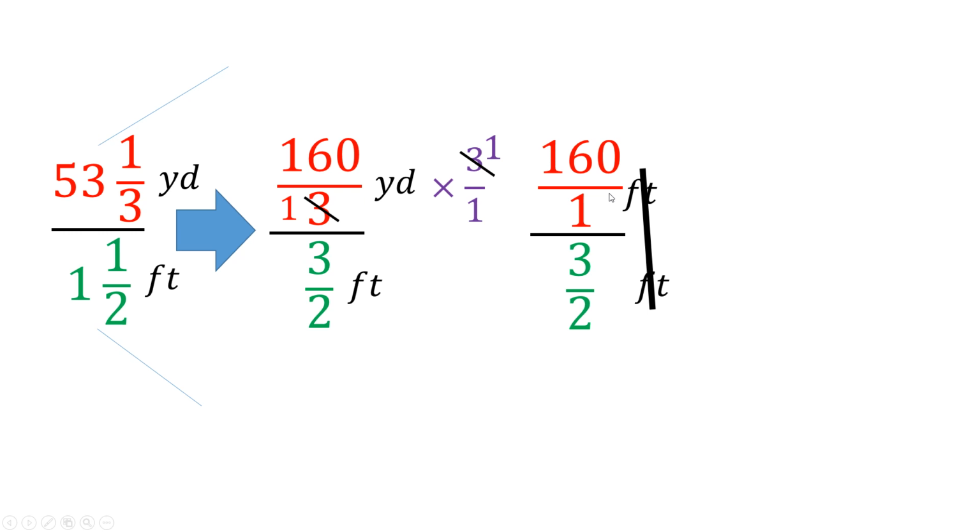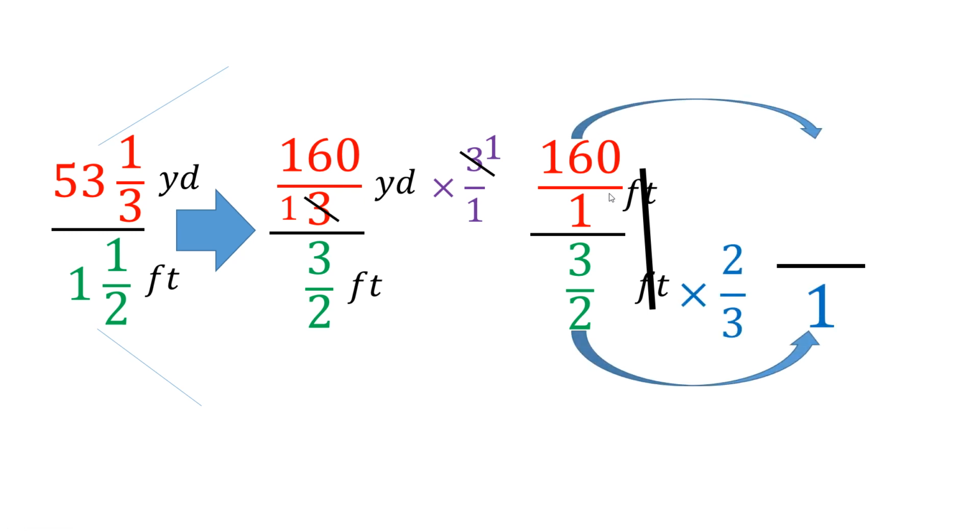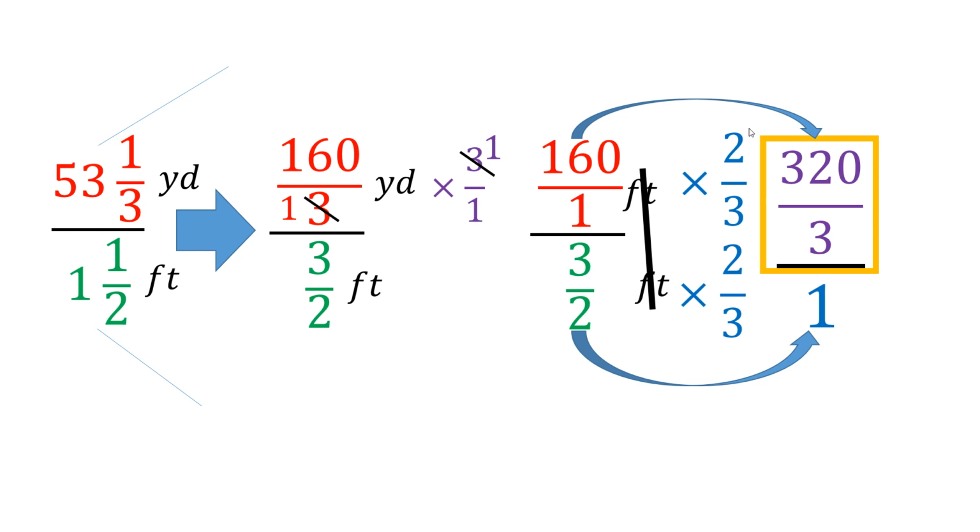And then we have to cancel the units and then simplify our complex fraction by multiplying by the reciprocal there. And then using that same value up here, move it up. We multiply across: 320 over 3. And that is your final ratio.